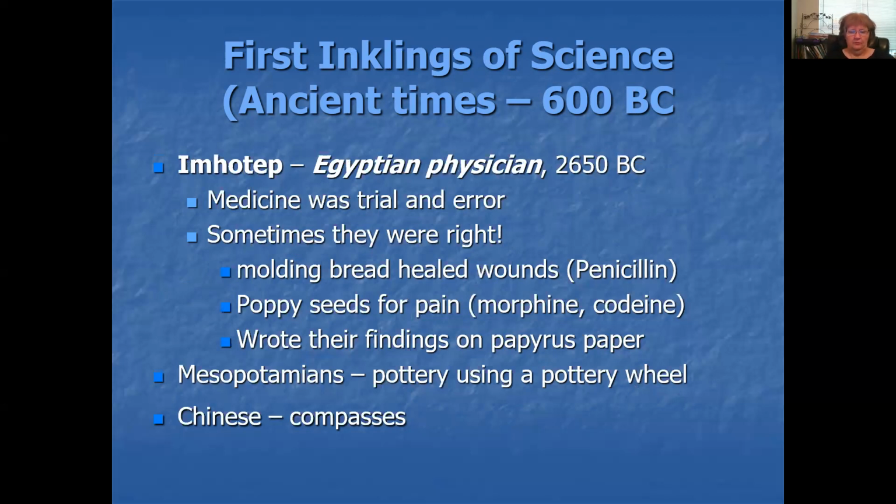So they would write down moldy bread for wounds, poppy seeds for pain, so they knew that would kind of work. All right. Also during this time period, the Mesopotamians actually started using a pottery wheel. That was kind of cool that they could actually make pottery. Up to this point, they didn't have anything like that.